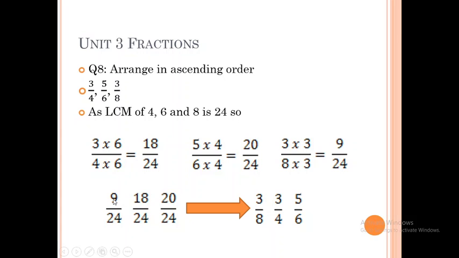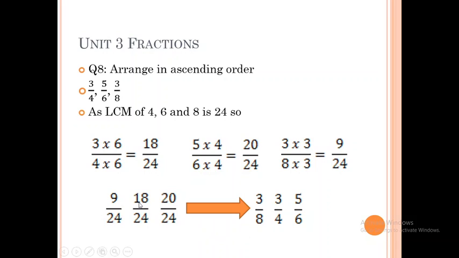Next after 9 by 24, the next fraction is 18 by 24, it is here. And the biggest or the greatest one is 20 by 24. These are the fractions we have ordered as we have the same denominator, that is 24. Now with the help of these 3 fractions, we can arrange the fractions given in the question. Now what is 9 by 24 actually? 9 by 24 is actually 3 by 8. So 3 by 8 is the smallest fraction.